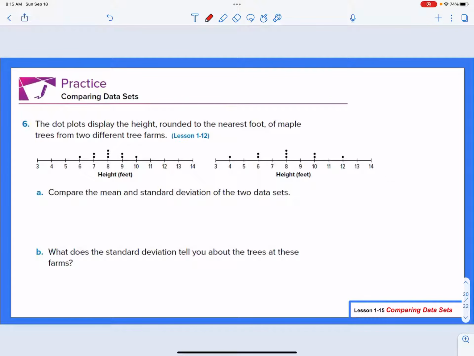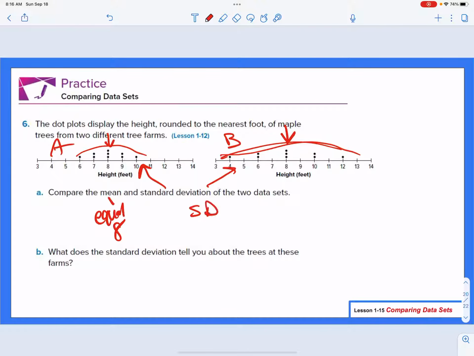Number 6, the dots display the height rounded to the nearest foot of maple trees from 2 different tree farms. All right, so we have some nice symmetry happening here. Some nice symmetry happening here. Okay, compare the mean and standard deviation. Well, the mean of this one's right there at 8. Because of the way this one's spread apart, it's also right there. So the means are equal. They're both at 8, okay? But the standard deviation is going to be less for that one and more for that one. So if we called this A and this B and looked at standard deviation, we would say that A has a smaller standard deviation than B.